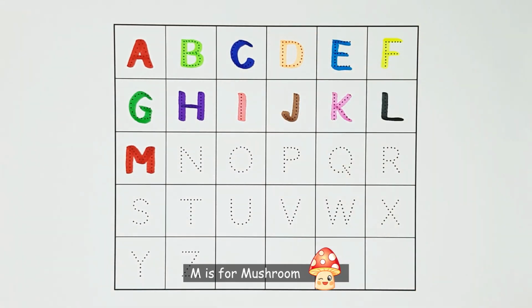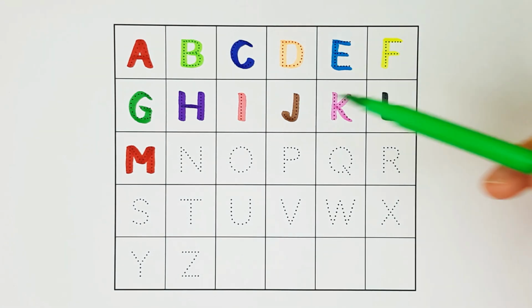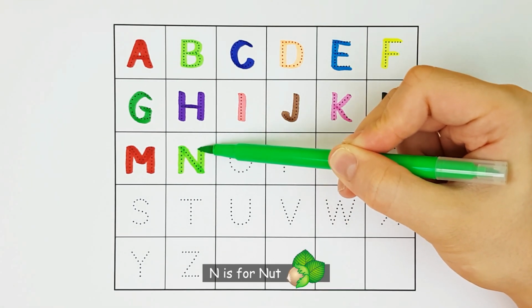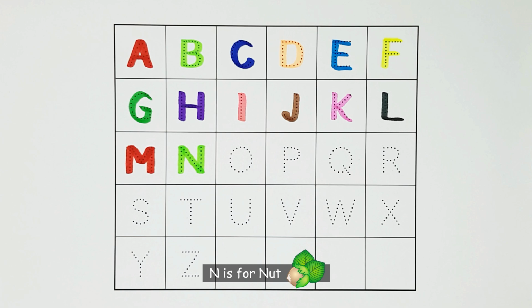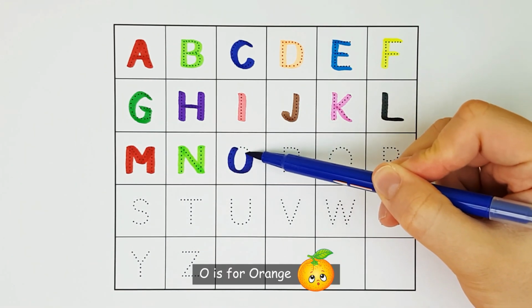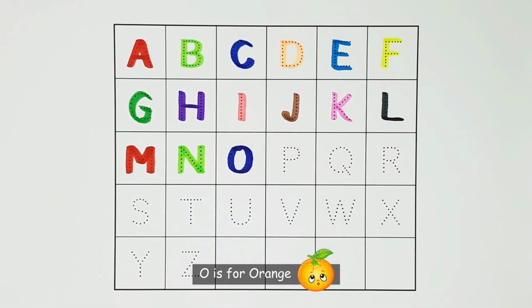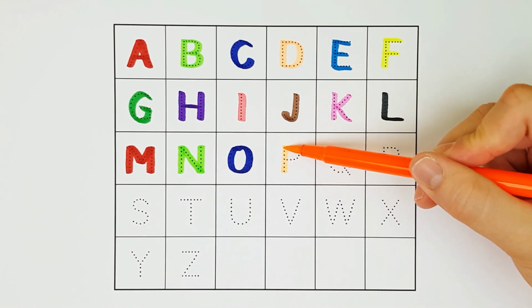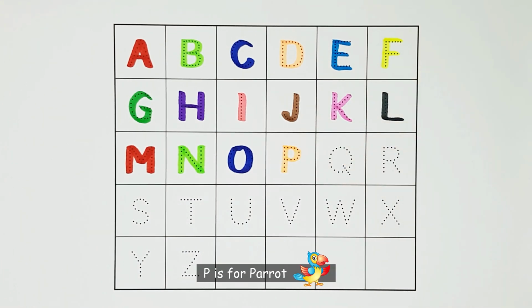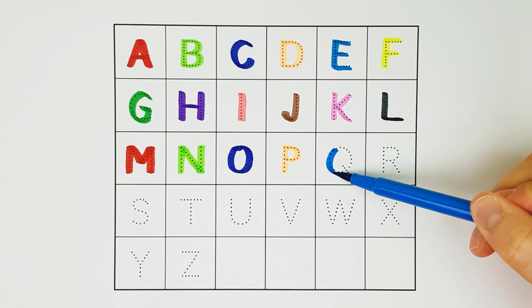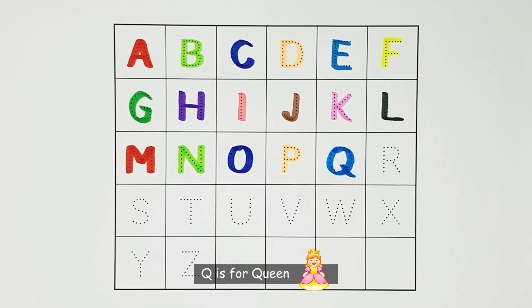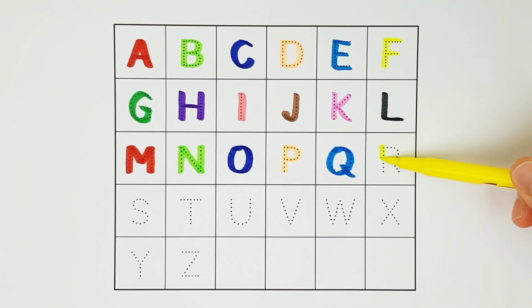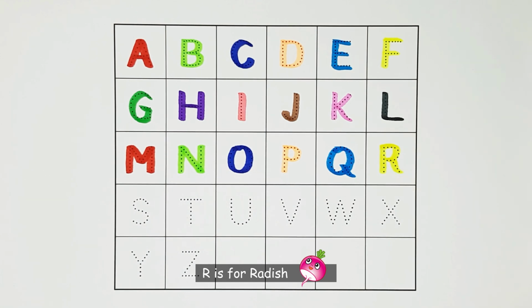M is for mushroom. N is for nut. O is for orange. P is for parrot. Q is for queen. R is for radish.